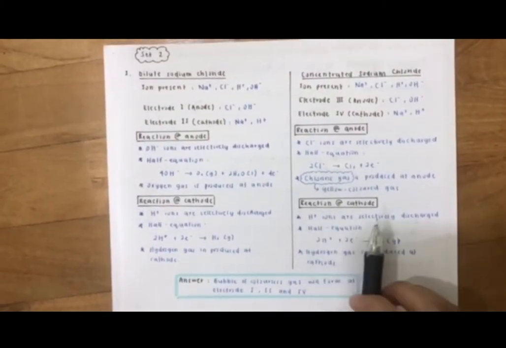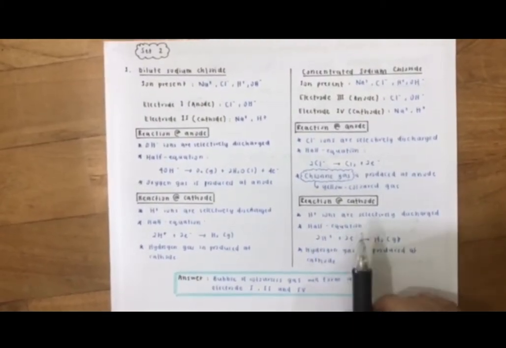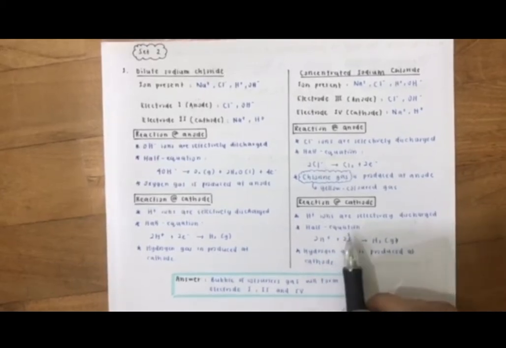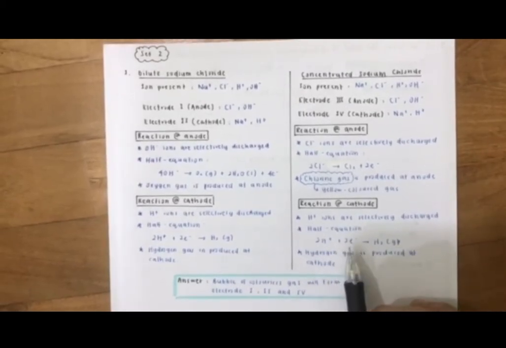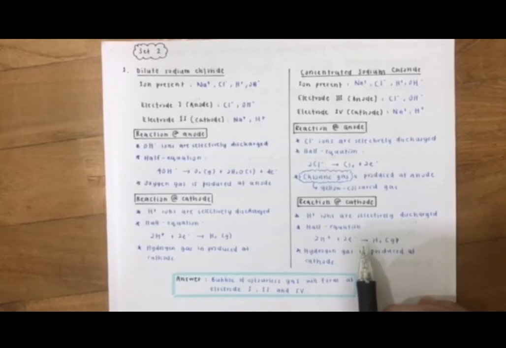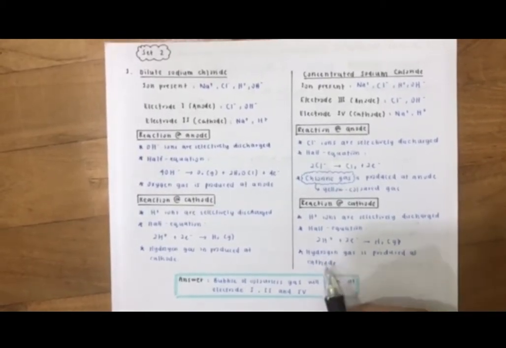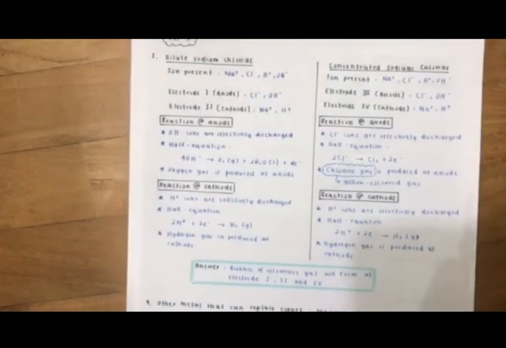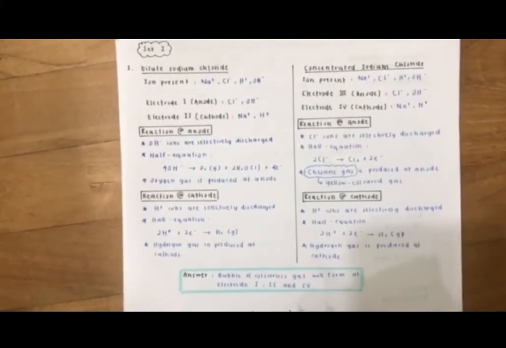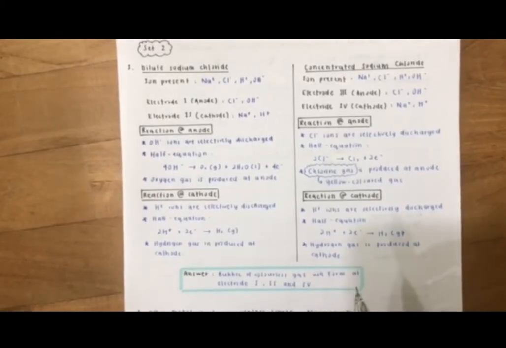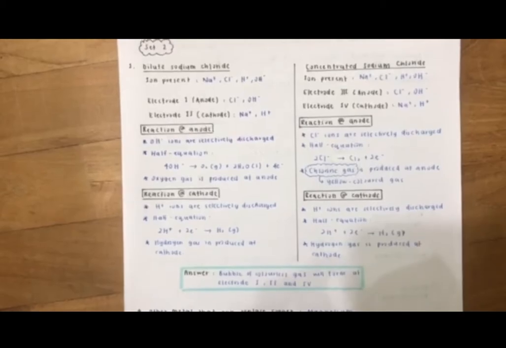While for the reaction at the cathode, H+ ions are selectively discharged, and the half equation is 2H+ plus 2 electrons will produce H2 in the form of gas. So hydrogen gas is produced at the cathode. So the answer to this question is bubbles of colorless gas will be formed at electrode 1, 2, and 4, because oxygen and hydrogen are both colorless gases.